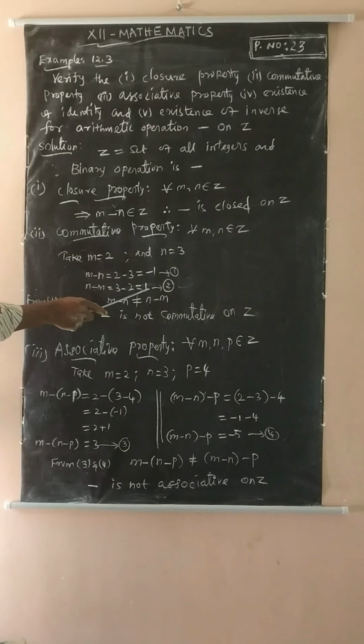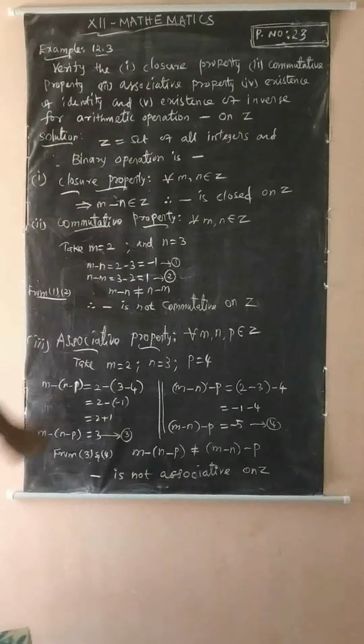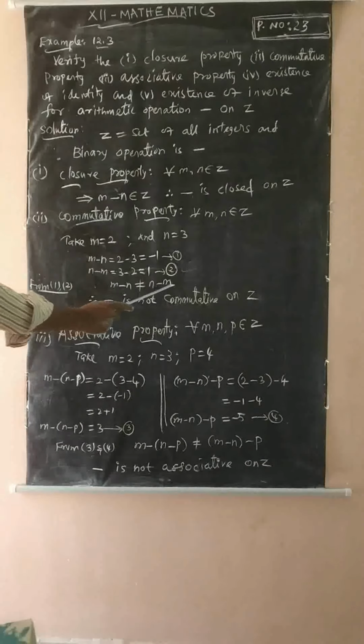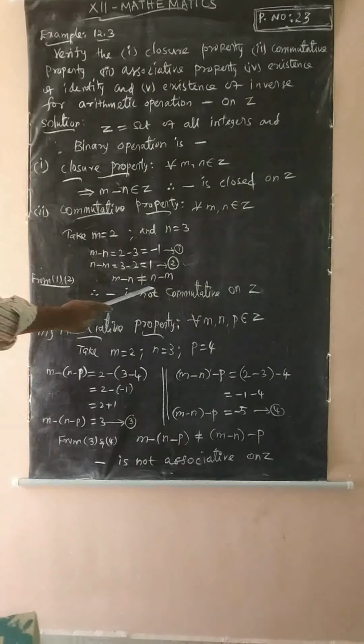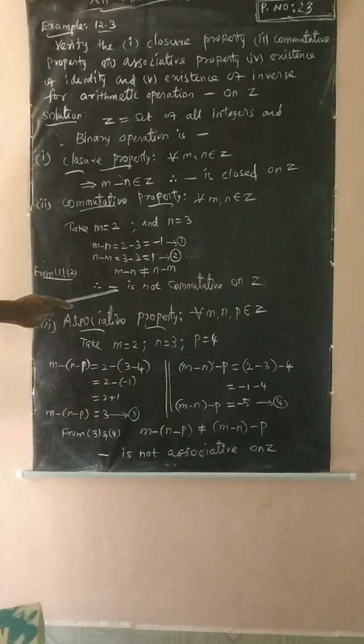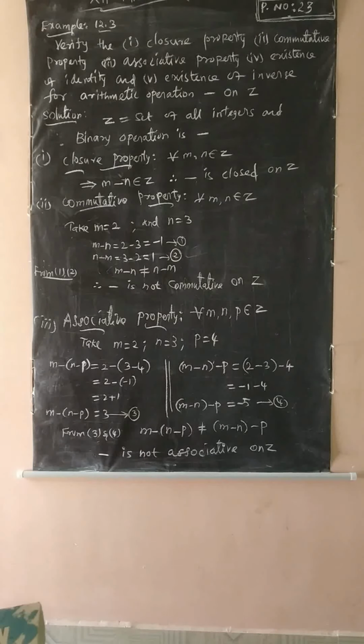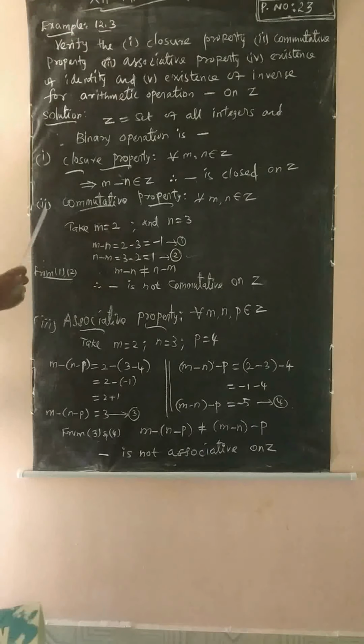So from 1 and 2, minus 1 and plus 1 are not equal. So m minus n is not equal to n minus m. So therefore the commutative property does not satisfy. So subtraction is not commutative on Z. Minus is not commutative on Z. So that is the second property.